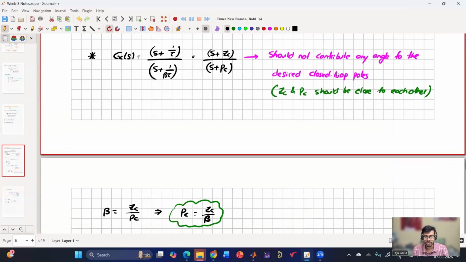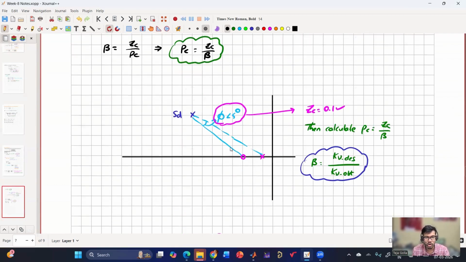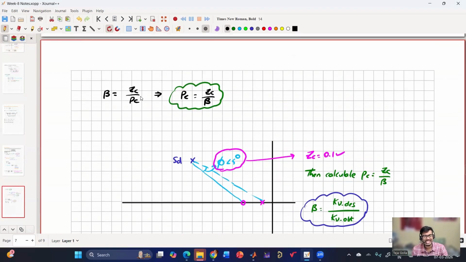To be precise, the pole and zero should be close to each other, so that the angle contribution of the compensator pole and zero will be less than 5% when we look towards this pole. This is a thumb rule. And then my beta is ZC by PC. So my pole PC can be obtained as ZC by beta. Once I get ZC as well as beta, I can get PC.